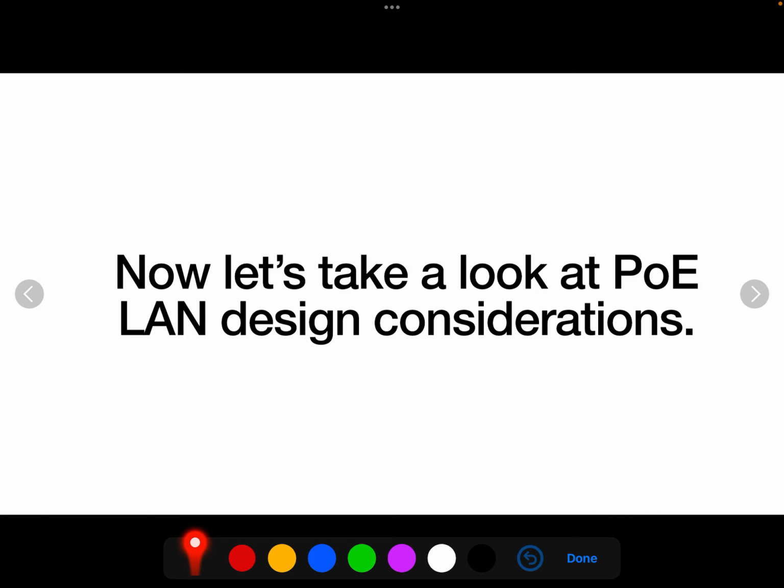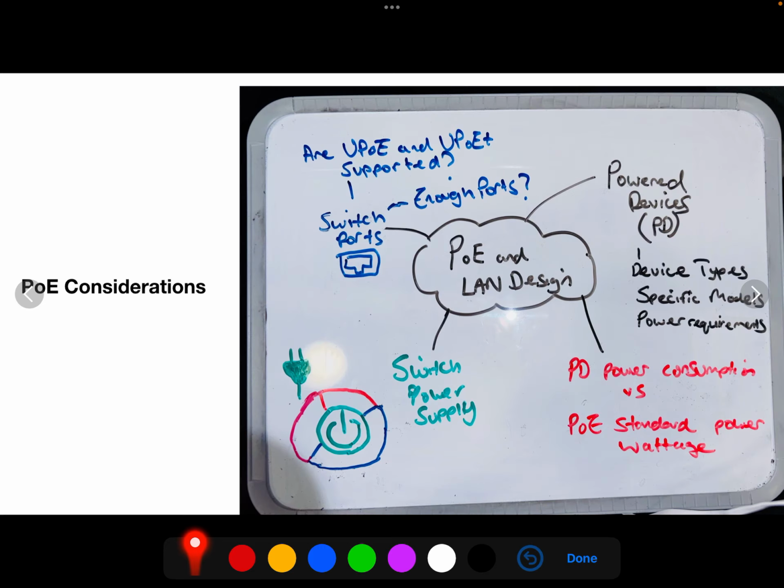Now let's look at the PoE LAN design considerations. So let's go back to the whiteboard. This is a little whiteboard here to hopefully just illustrate some of these, to brainstorm the different considerations we need to be thinking about as network engineers and network administrators when we are installing PoE devices and we need to power PoE devices in our LAN.